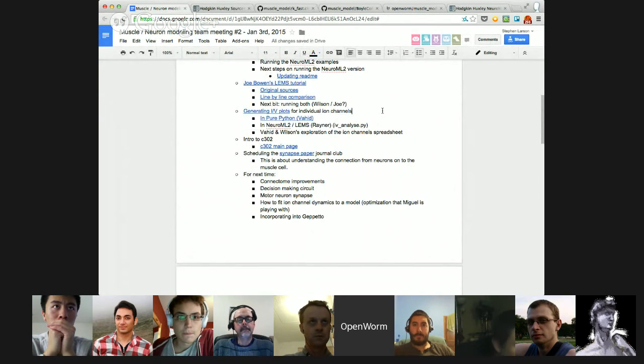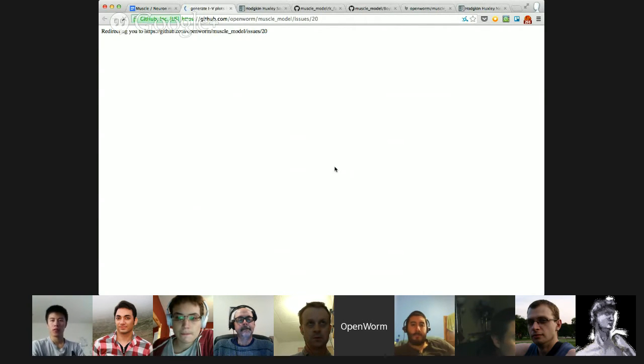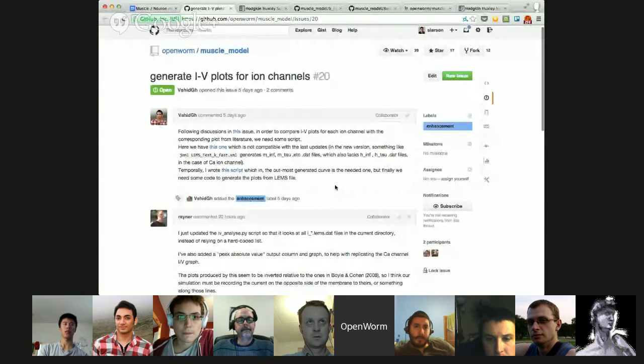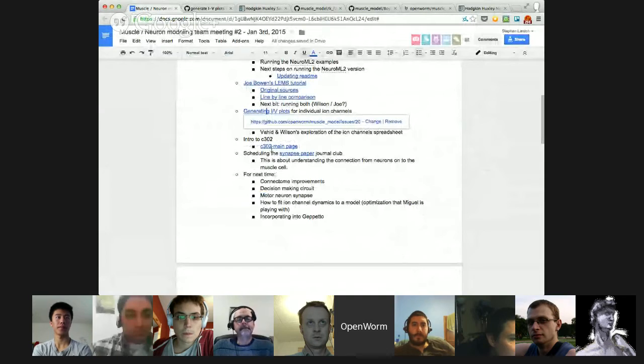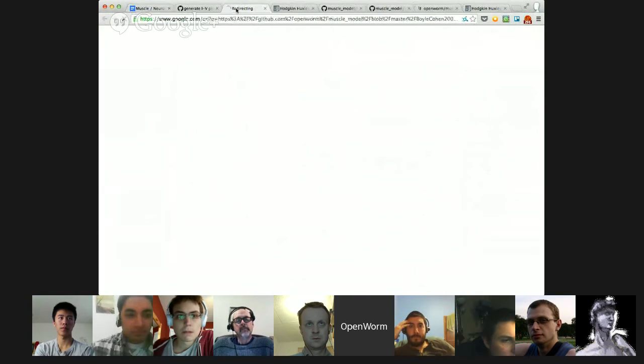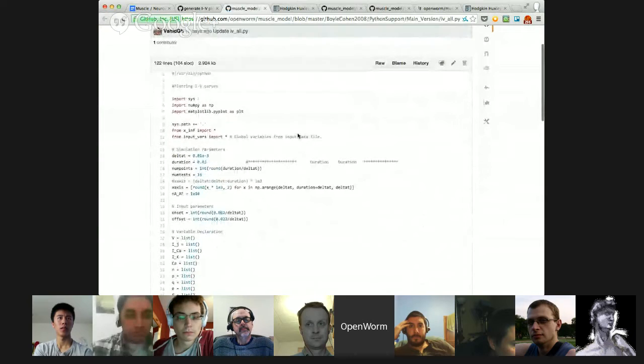Generating IV plots. Okay, so we've had some progress on this as well. Vahid has opened this issue and helped us work on this. There are now two different versions of generating IV plots for ion channels. One version is under the Boyle and Cohen paper directory that we talked about, and Vahid has put this together in the last 10 days.